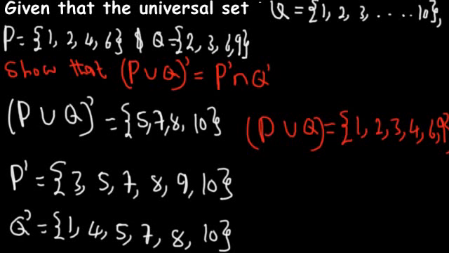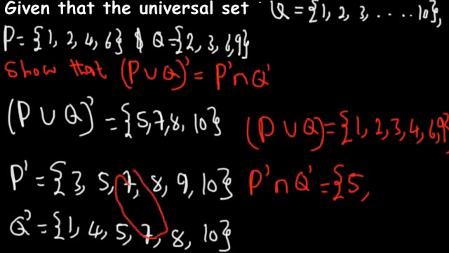So therefore, P prime intersect Q prime will be equal to what? What are the common elements in both of them? It turns out that 5 occurs in both of them, so we have 5. What else is common? 7 is common, so we have 7. We have 8 to be common as well, so we have 8. Is there another one? 10 is also common, so we have 10.